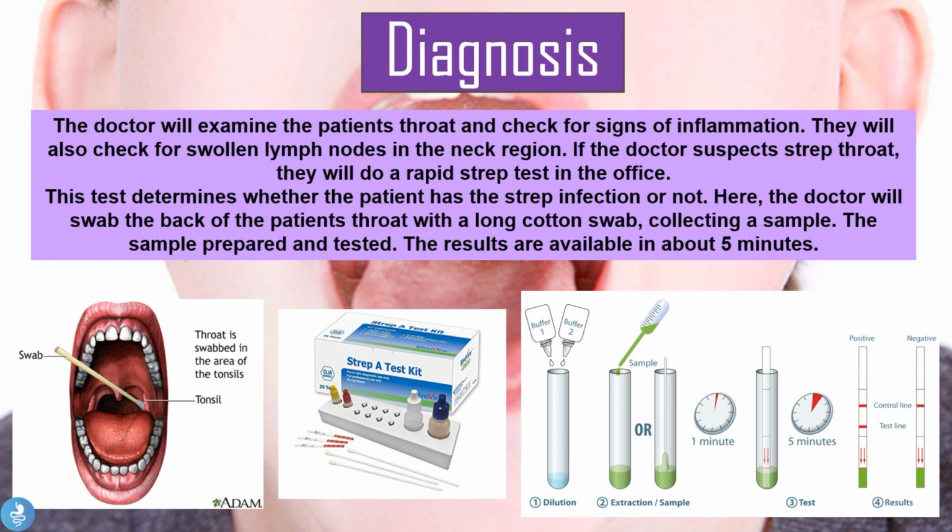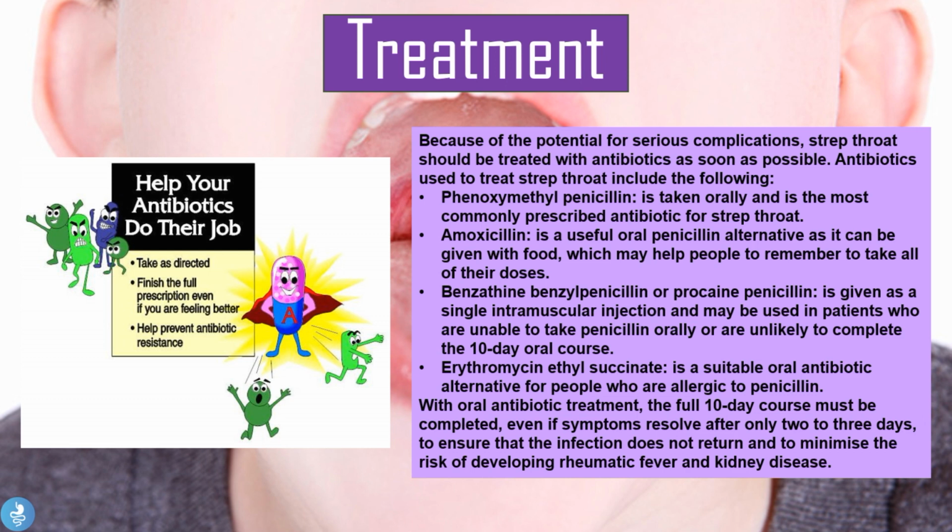streptococcal infection. The treatment of strep throat. So because of the potential for serious complications, strep throat should be treated with antibiotics as soon as possible. Antibiotics used to treat strep throat include the following. Phenoxymethylpenicillin is taken orally and is the most common prescribed antibiotic for strep throat. Amoxicillin, this is a useful oral penicillin alternative as it can be given with food, which may also help people to remember to take all of their doses.